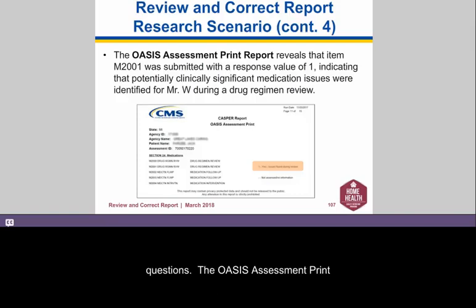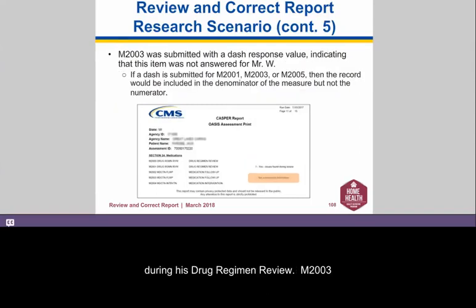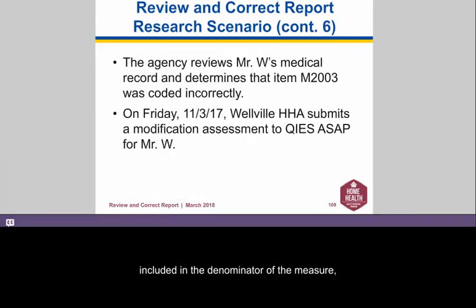The OASIS assessment print report reveals that item 2001 was submitted with a response value of 1, indicating that potentially clinically significant medication issues were identified for Mr. W. during his drug regimen review. 2003 was submitted with a dash response value, indicating this item was not answered for Mr. W. If a dash is submitted for 2001, 2003, or 2005, then the record would be included in the denominator of the measure, but not the numerator.